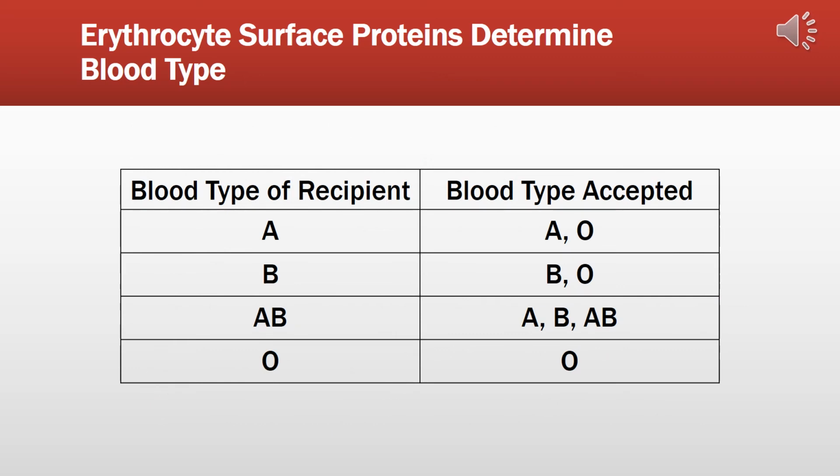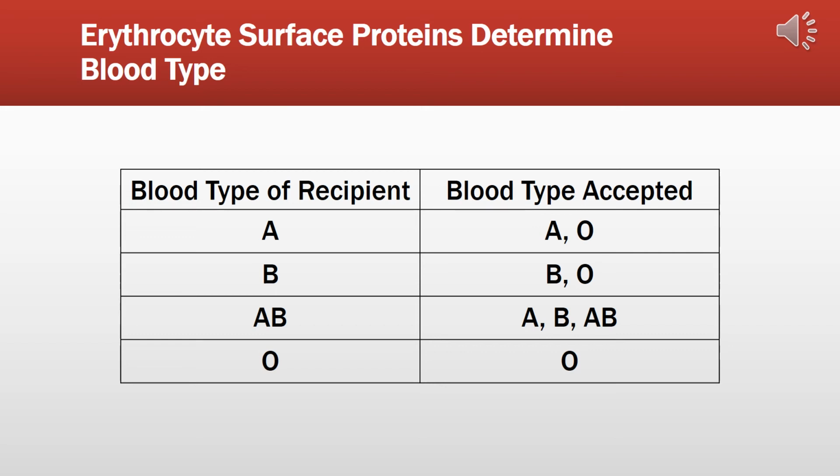Here's a chart which shows what type of blood individuals can receive based on their own blood type. Over here on the left we have the blood type of the person that's going to receive blood, and over here to the right we have the types of blood that can be safely introduced into that individual. So if you have A type blood, you can accept type A or type O blood, because you're not going to respond to the O type blood because it doesn't carry any markers that would alarm the body. And basically the same thing with B.